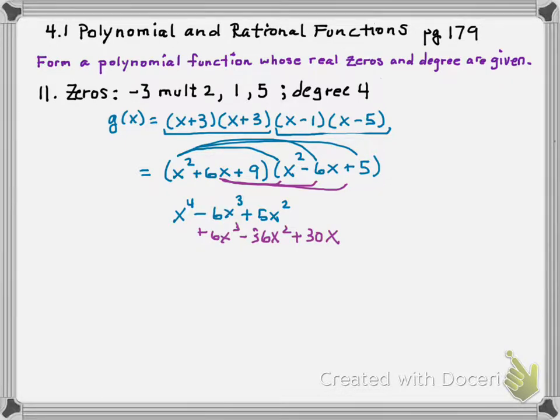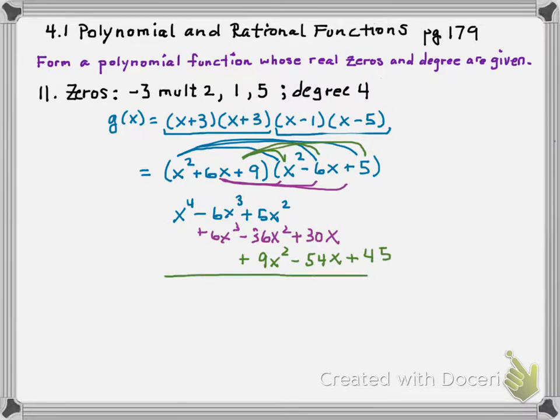And then we got to do just one last thing. All right, we got to use that +9. So I'm going to go back up on top. +9 times x squared, that's 9x squared. +9 times -6x, that's -54x. And then +9 times +5, that's plus 45. All right, so if you're not good at bookkeeping, you can see what a nightmare this might be.